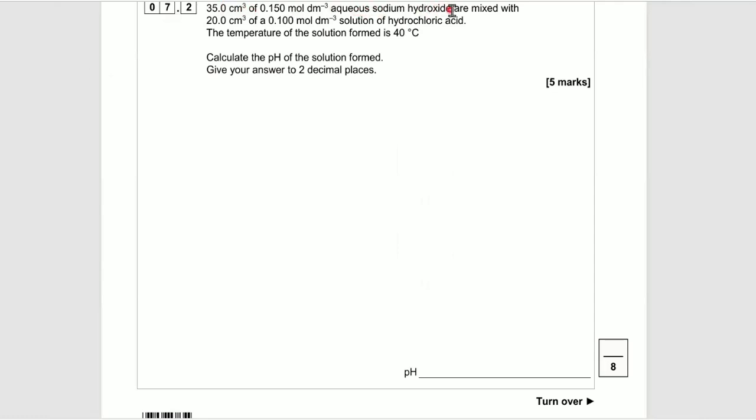So 35 centimeters cubed of 0.150 moles per decimeter cubed aqueous sodium hydroxide is mixed with 20 centimeters cubed of 0.1 moles per decimeter cubed hydrochloric acid. We've got the same temperature, 40 degrees, which means the KW is still going to equal 2.92 times 10 to the minus 14. Calculate the pH of the solution formed and give your answer to 2 dP, and this is 5 marks.